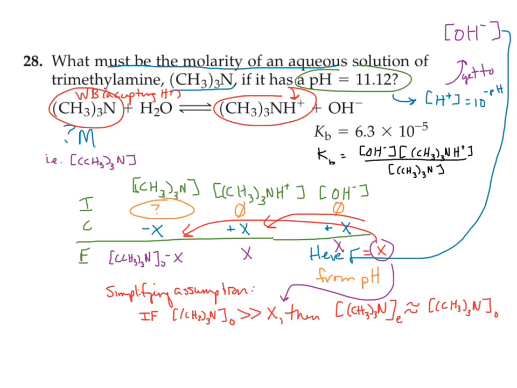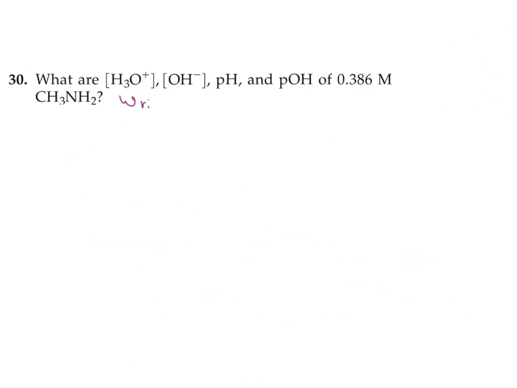So if that's the case, we can revisit our Kb expression and plug in like we've been doing. Remember, X you really know. So we have this number we know, and this number we know. This was given in the problem this time, but a lot of times you can look it up on the table. And we're solving for the initial concentration of the weak base, which makes sense, trimethylamine. All right, so that's that one.